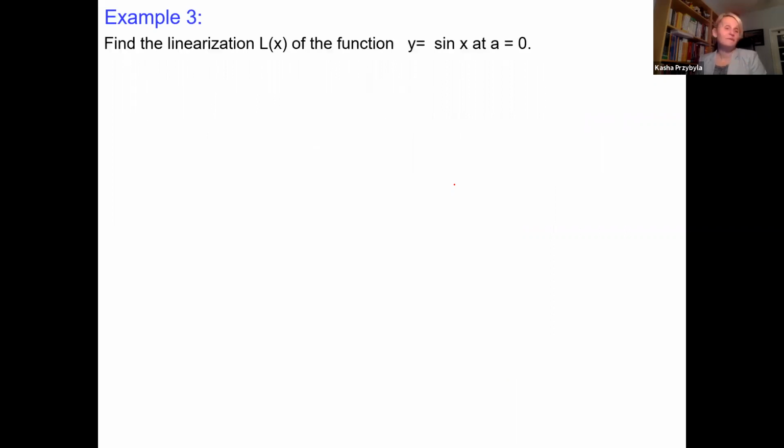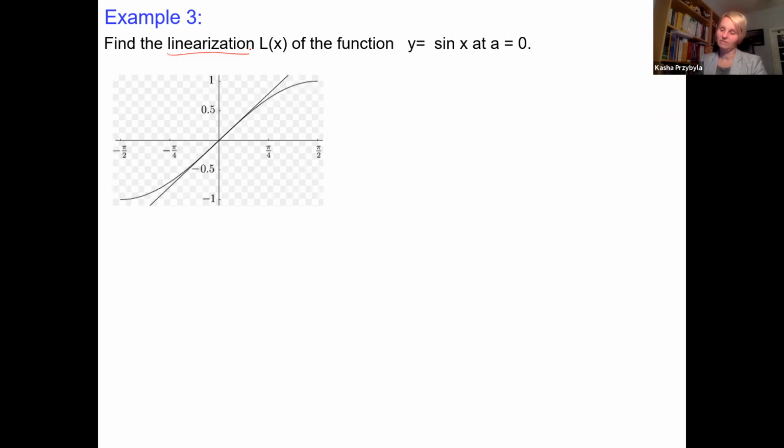Find the linearization of a different function. Find the linearization of sine of x at 0. It's the same thing. We just need the tangent line. Please do not be scared or intimidated. What is linearization? If you forgot, it's just the tangent line. I have the graph because it's always a little bit confusing.